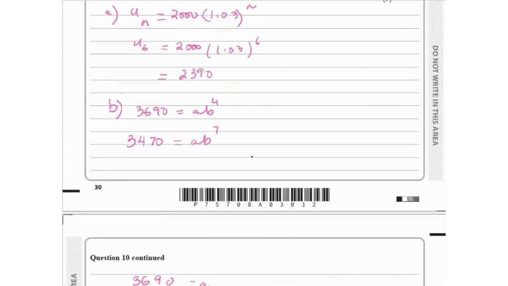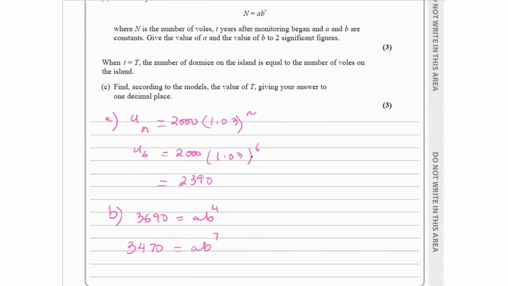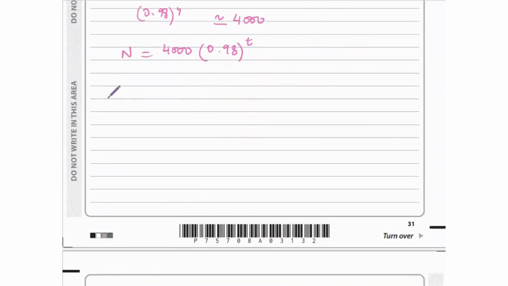Then in the next part, they're asking that when t equals capital T, the number of dormice on the island is equal to the number of voles on the island. Find, according to the models, the value of capital T, giving your answer to one decimal place. If they're both equal at that point, we put both the equations equal to each other, and that will help us in determining the value of T. That's going to be 4,000 times 0.98 to the power of T for the voles, and for the dormice, 2,000 times 1.03 to the power of T.